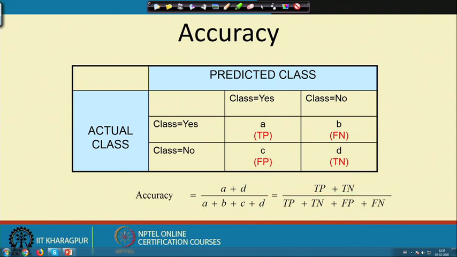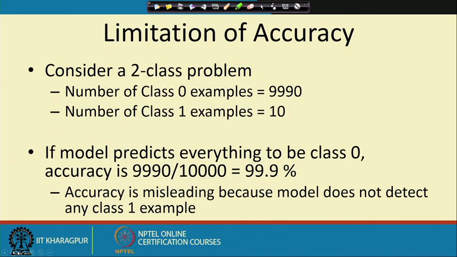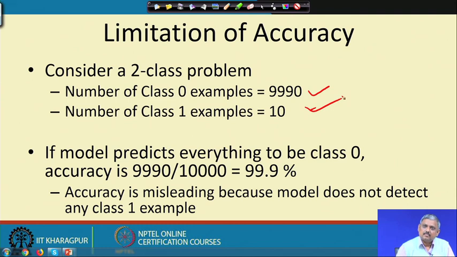What else? I am just defining one, it is a very important measure. But only this is sometimes misleading. Take this example. If the classes are imbalanced, this may happen. Okay, this is clear.